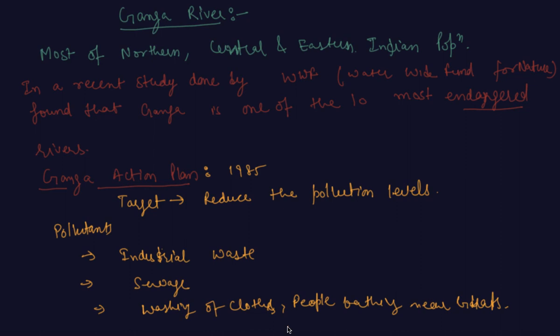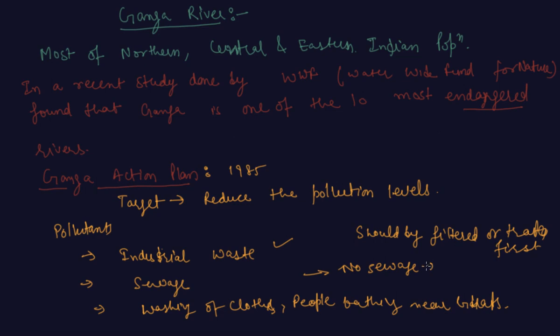And so what are the solutions? So the industrial waste should be filtered or treated first. Okay, no sewage should be put in Ganga river. Washing of clothes should be avoided. So these are all the measures we can take to reduce the pollutants in Ganga river.